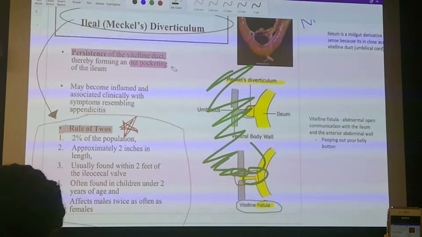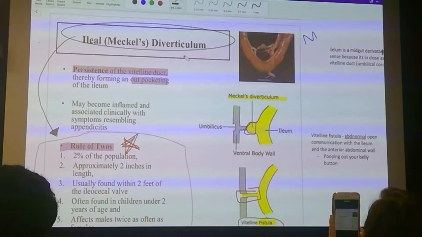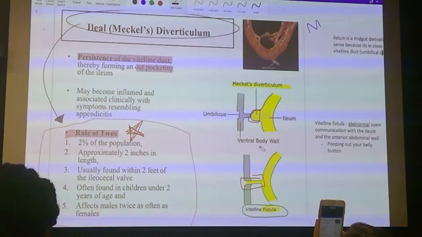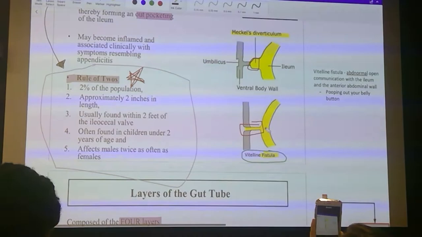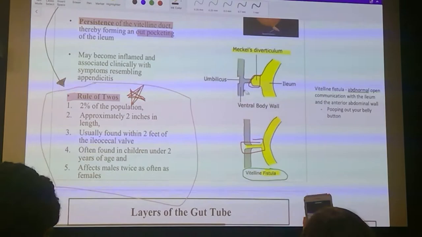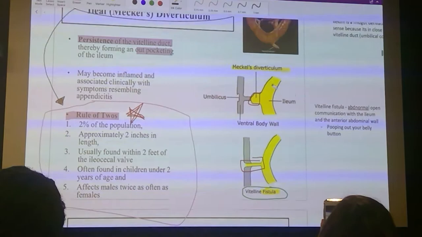Okay, so Meckel's diverticulum, you need to know that this is a true diverticulum. A fistula means there's a communication between the belly button and your ileum. Meckel's diverticulum is just an outpouching. Okay, don't worry about fistula. So Meckel's diverticulum is an outpouching and it's a true diverticulum.